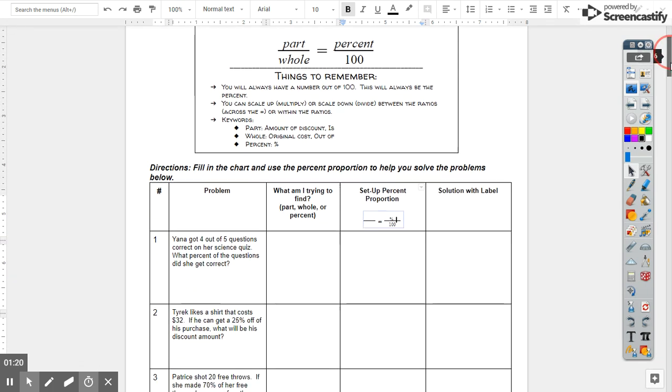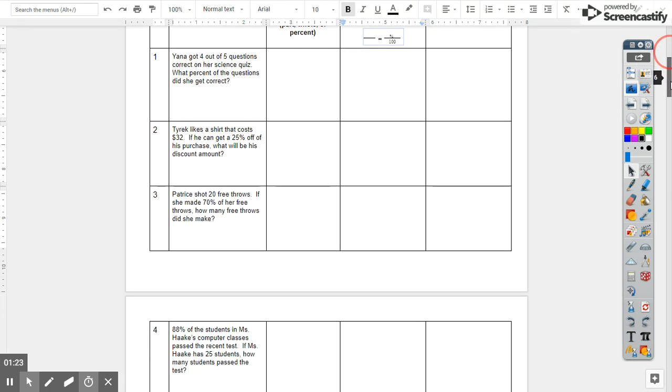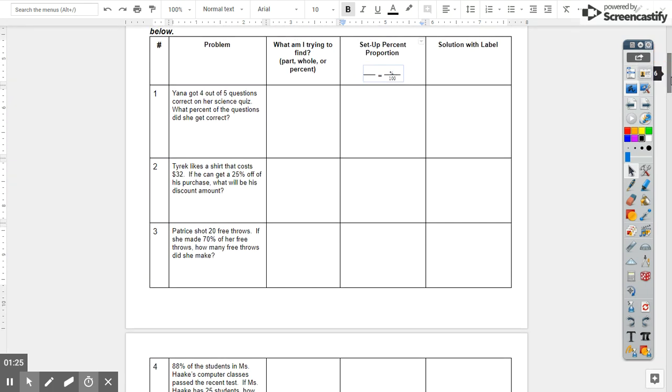Let's go ahead and scroll down and start number 1. Number 1 says, Yana got 4 out of 5 questions right on her science quiz. What percent of the questions did she get correct? First, let's figure out, what am I trying to find? It asks, what percent of the questions did she get correct? And so we're trying to find the percent. You didn't have to write that. You could have just put the percent symbol.